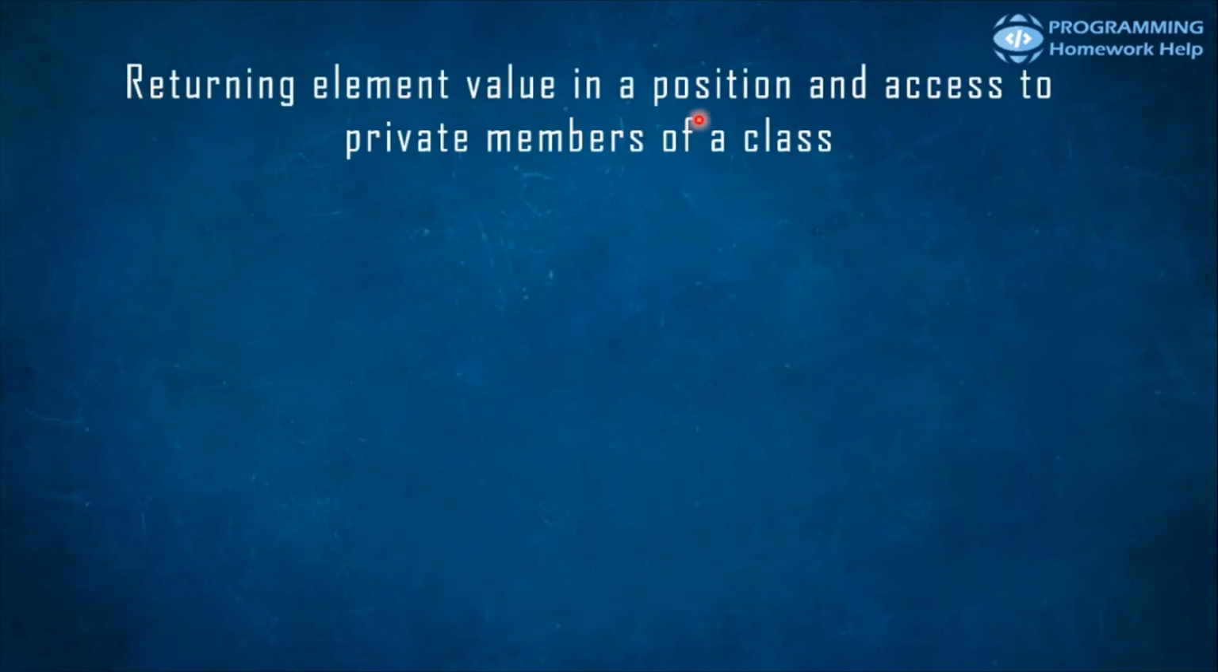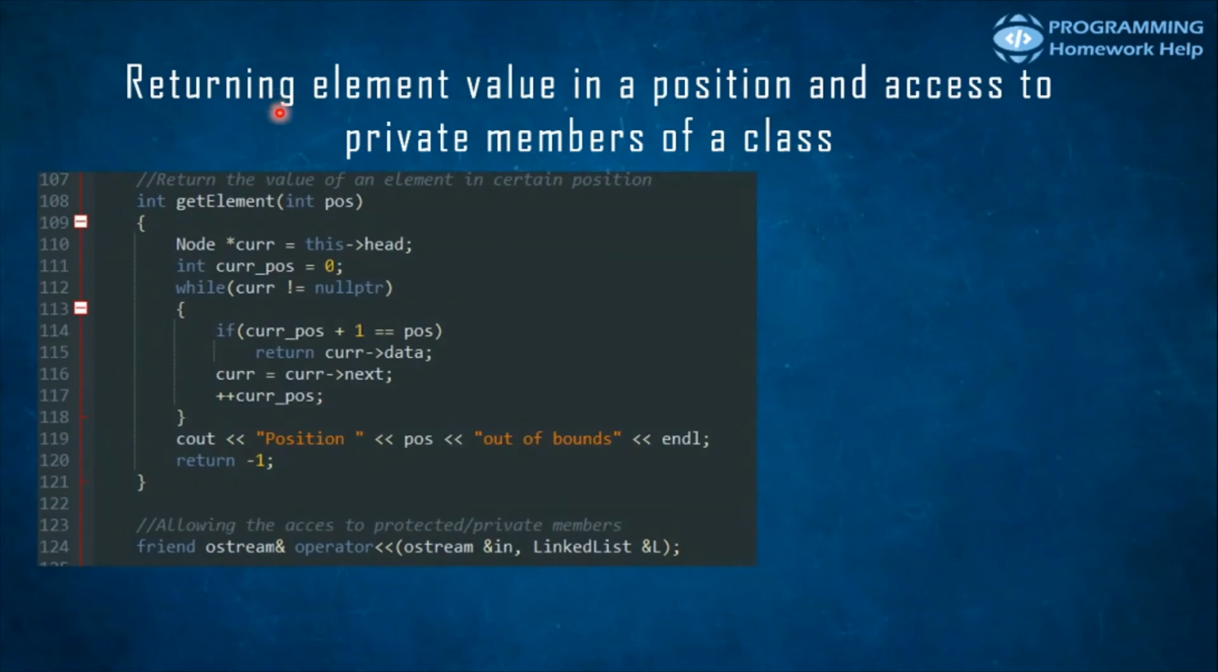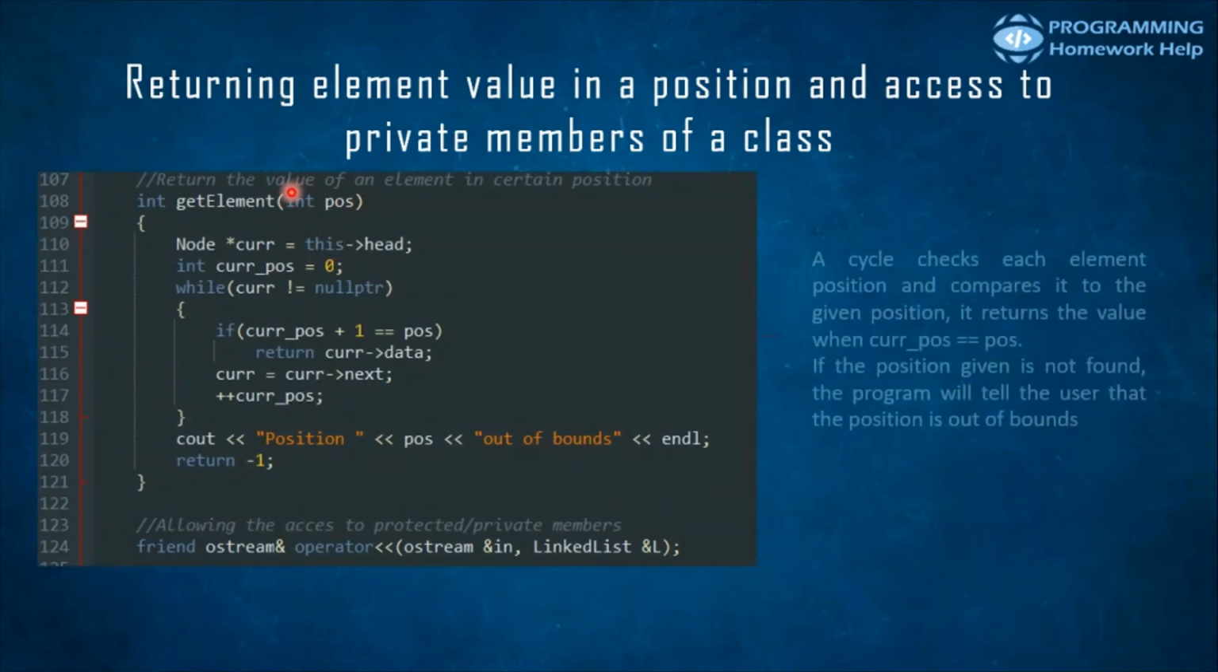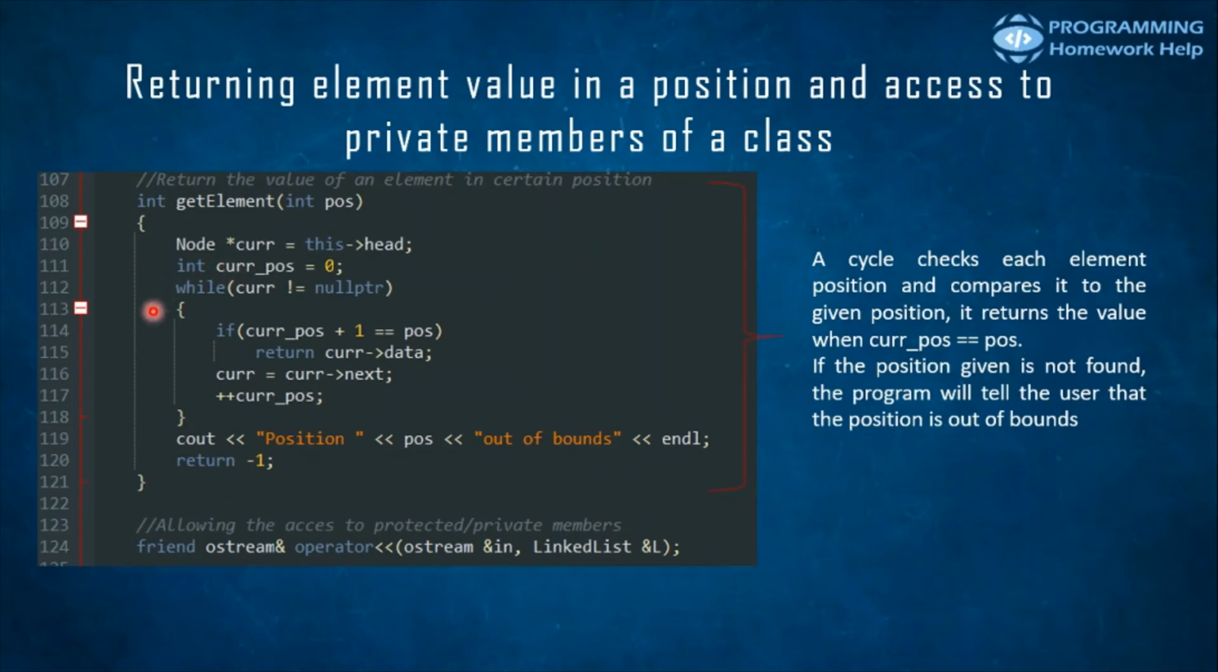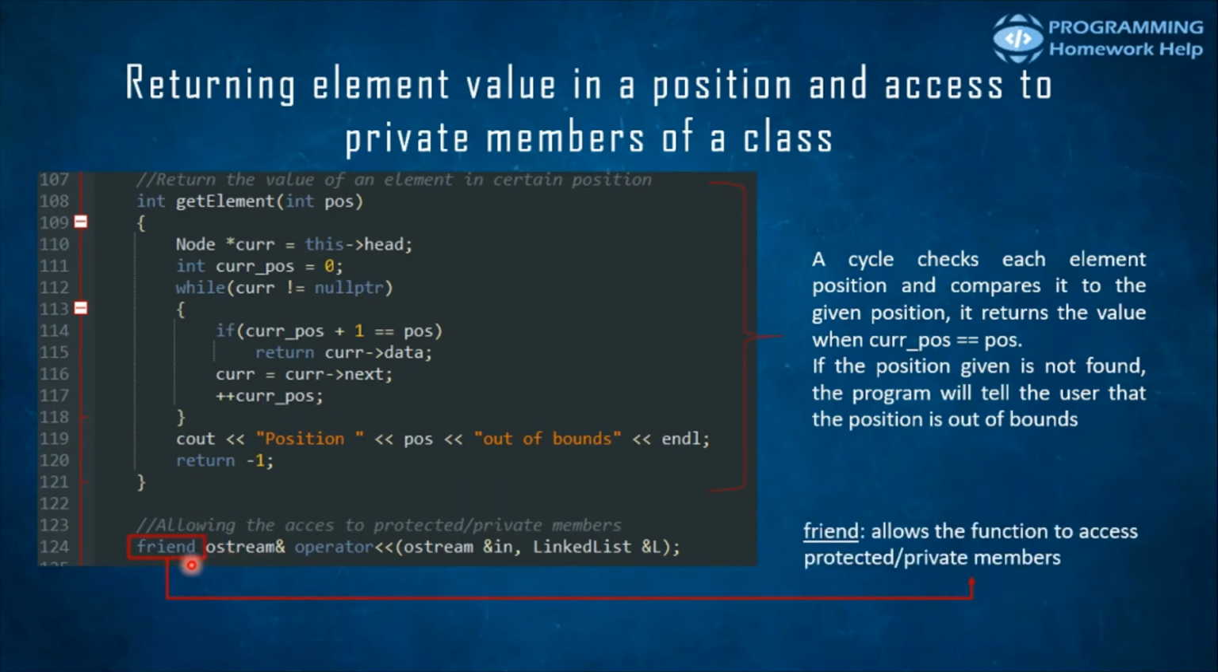Now, the function for returning an element value in a position is pretty simple. The user will provide the position of the element of interest, then the cycle will read the elements until it finds the position given. Then it will return the value of that element. If the given position is not found on the list, the program will warn the user. This simple command line will allow the operator to access private class members. This function will be important for being able to use operators in lists.